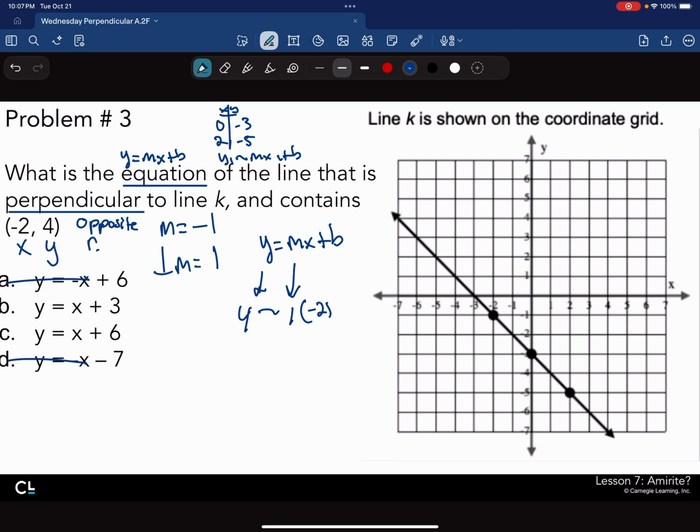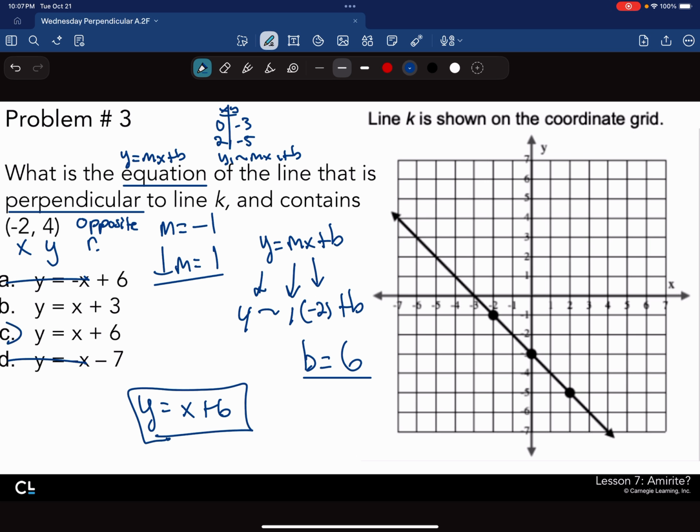Parentheses, -2. Where did I get that -2 from? I got it from the x value in the point, and then I'm putting plus b. Our new b value is going to be 6. So using your perpendicular slope and your new b value, your equation should be y equals 1x plus 6. Answer is C.